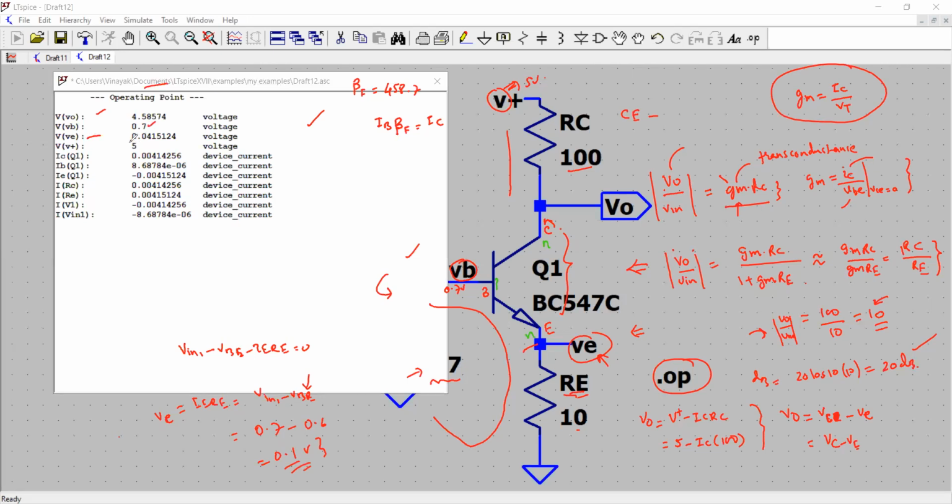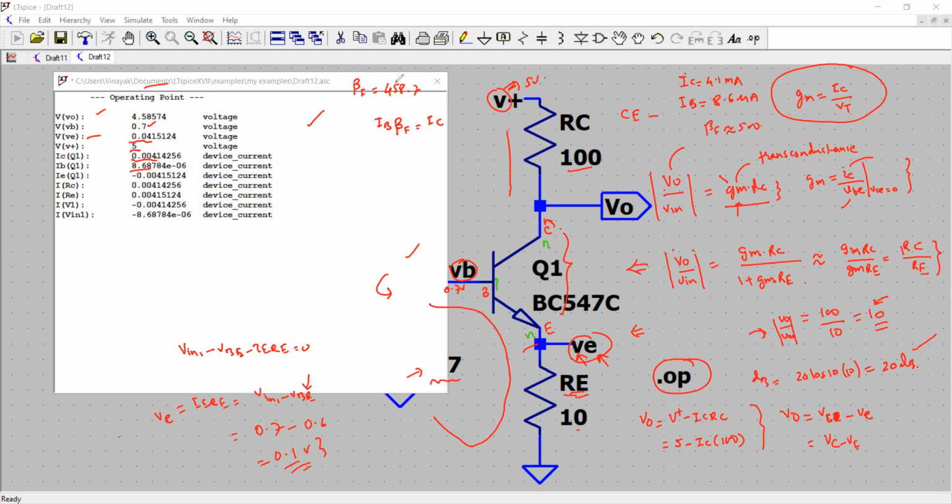Then you have VE, this is 0.041, that is the drop that we actually got. It's pretty small, 0.04, that is the voltage at this node. And then this is V plus, that is the voltage power supply. Then the collector current is 4.1 milliampere. So let's say IC is 4.1 milliampere. Then you have the base current, that is IB, which is 8.6 microampere. So the beta factor is approximately 500.